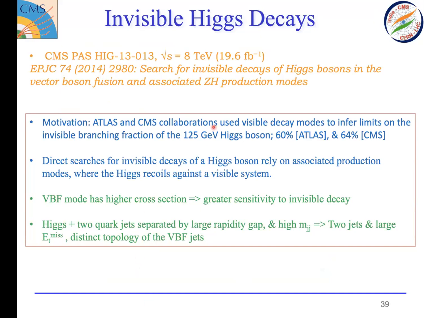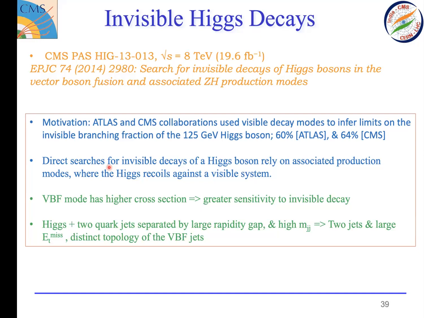So, invisible Higgs decays: the production mechanism here needs some sort of recoil against some other particle. So it is generally done in the ZH production mode. However, in this analysis where the Indian contribution is there, it is done in the vector boson fusion one. The motivation comes from the point that we have a higher cross section in VBF as compared to ZH, and hence greater sensitivity to the invisible decays of the Higgs.